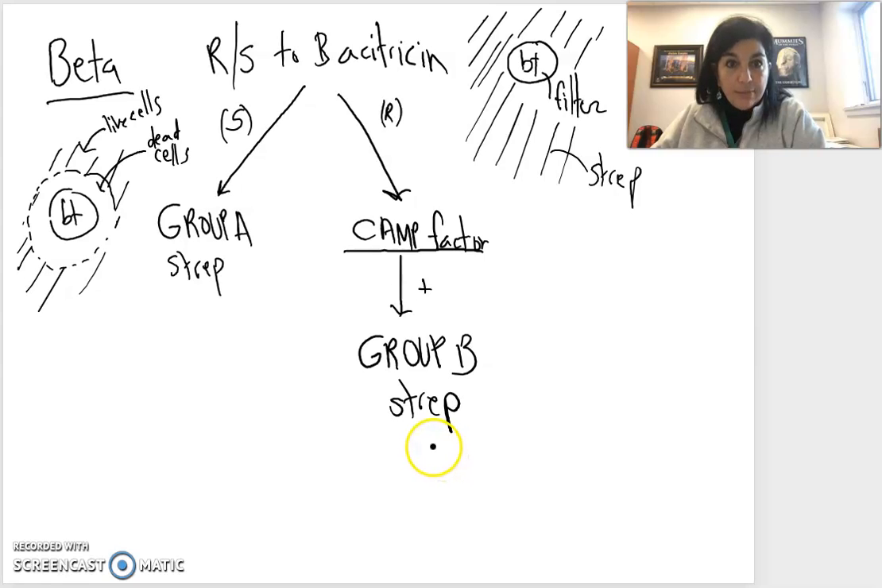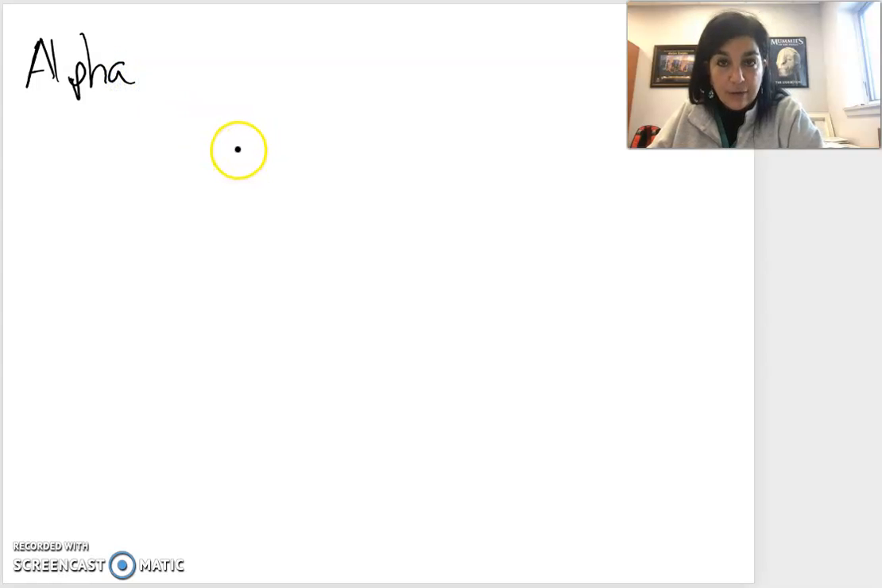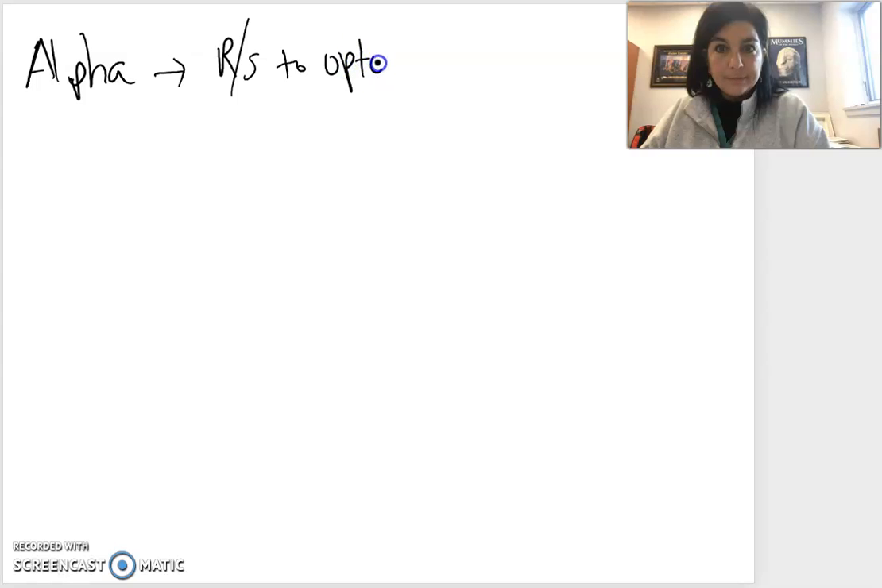This is for beta hemolytic streps. So let's move on to alpha. If we are dealing with alpha hemolytic strep, that means the hemolysis is not as strong as beta, but we still have some hemolysis. And what we test is resistance or sensitivity to optochin. This is another antibiotic, and if we find the cells to be sensitive to optochin, we have identified that this is strep pneumoniae.